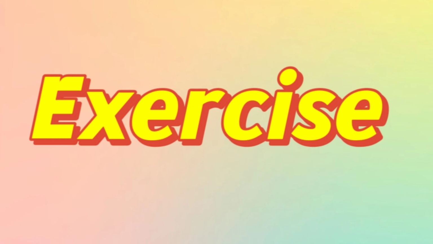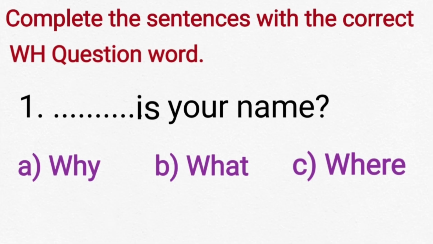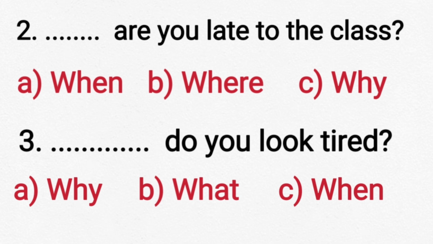And here we have a small exercise for you. Complete the sentences with the correct WH question word. Number 1. Blank is your name. Why, what, or where? Next sentence.